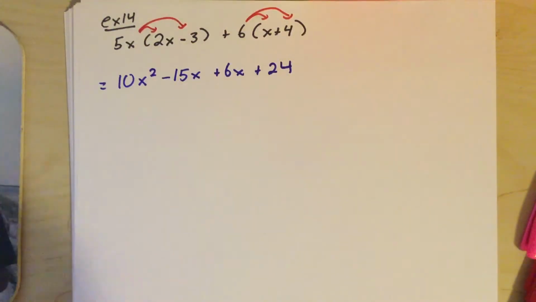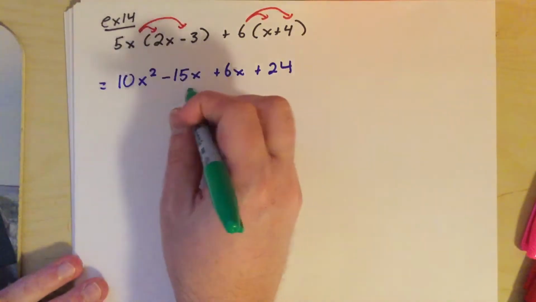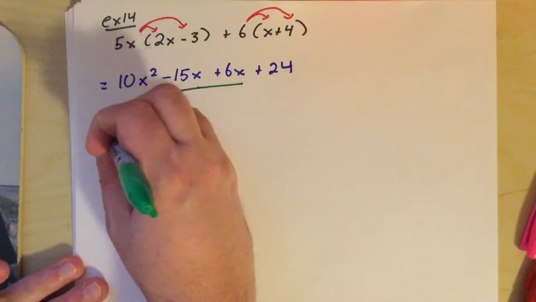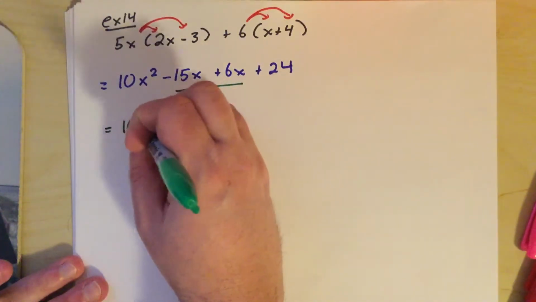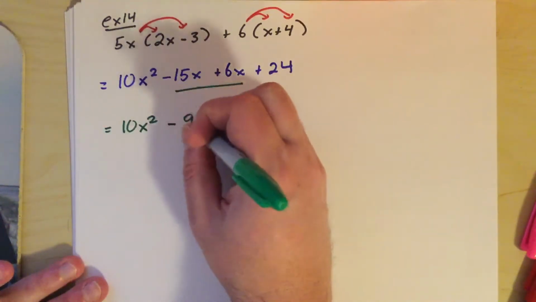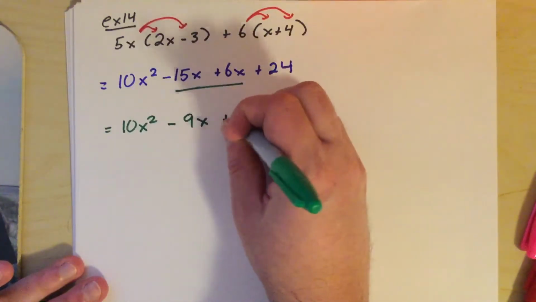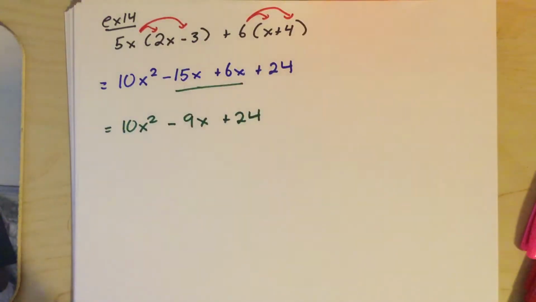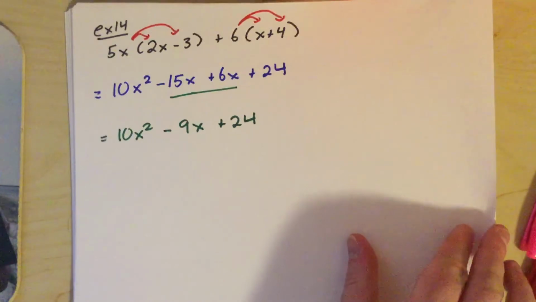In this case, we're not quite done because we have some like terms over here. So it's going to be negative 15 plus 6 is negative 9x plus 24. And that would be the answer. So from now on, if you see like terms, you always have to collect them. You always have to add them together.